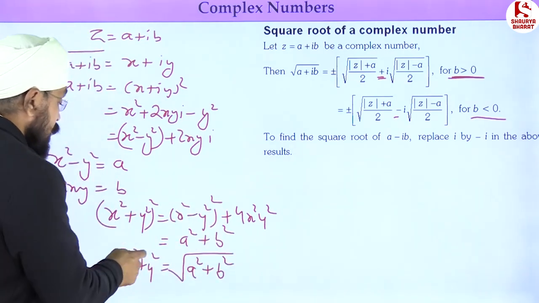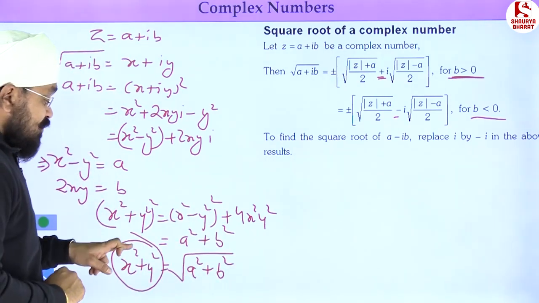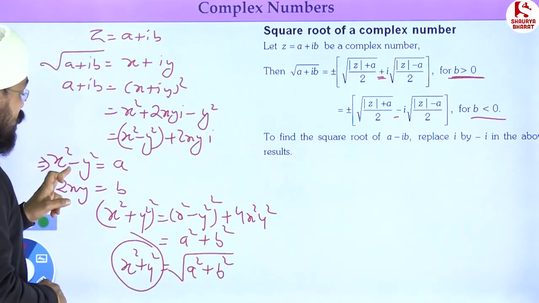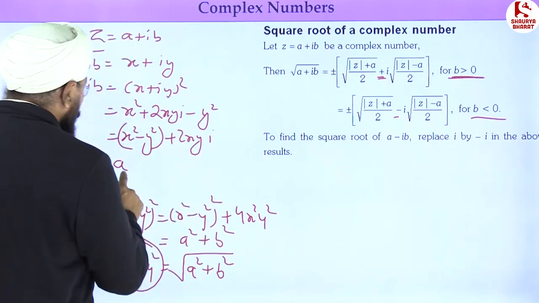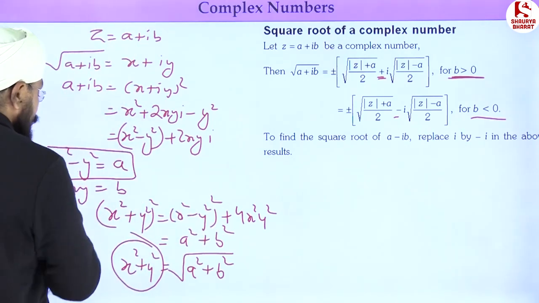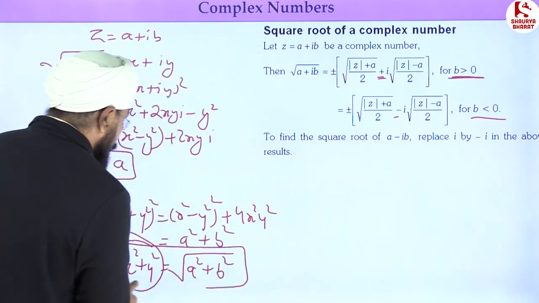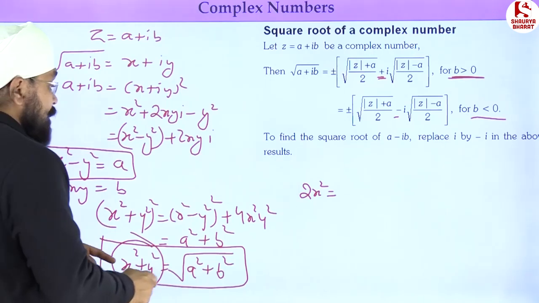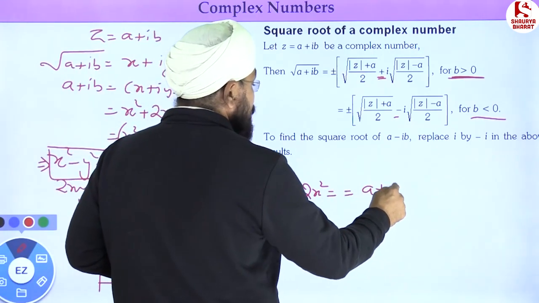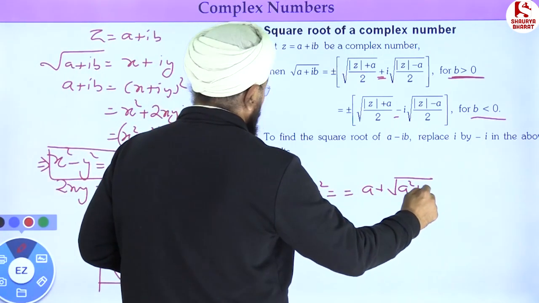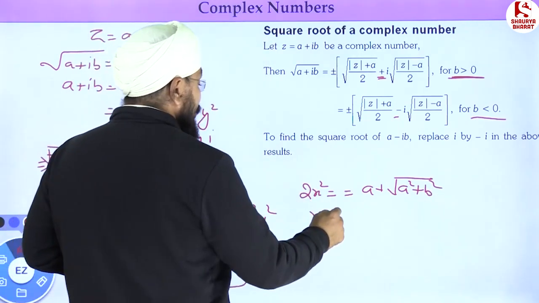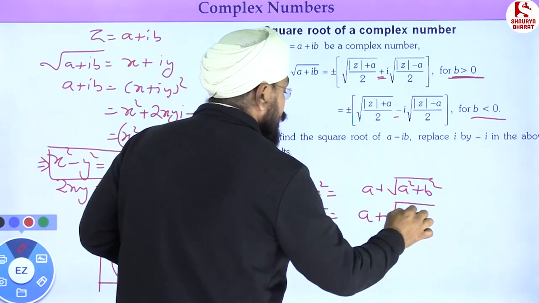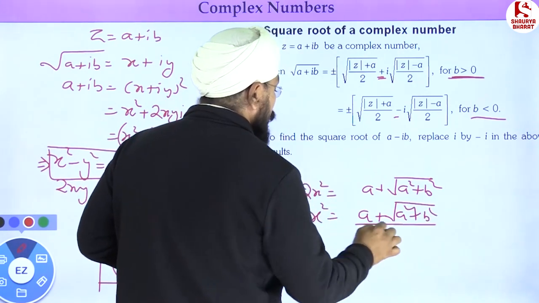Clear? So we have the value of x² + y² as the root of a² + b², and x² − y² is equal to a. Now if you add these two equations, this equation will be added to this equation, and you are going to get 2x². What is this 2x²? When you add them, you get a plus the square root of a² + b². And what will be x² then? It is (a plus root of a² + b²) whole divided by 2.